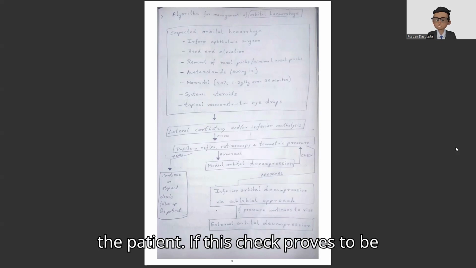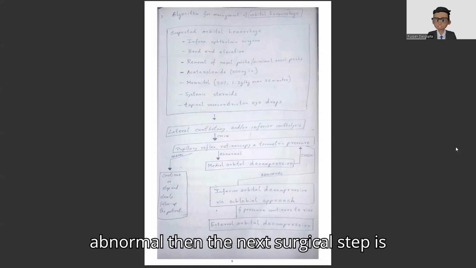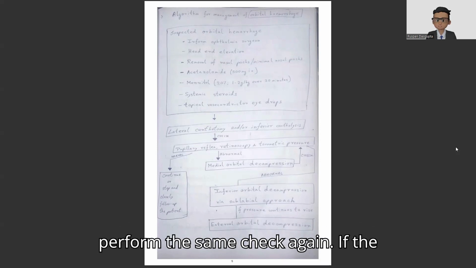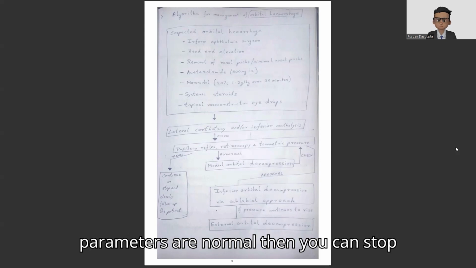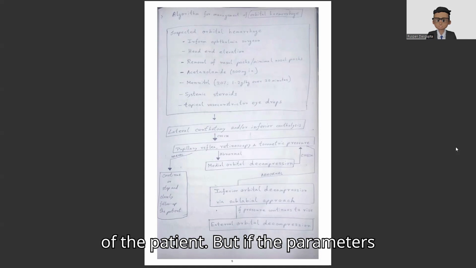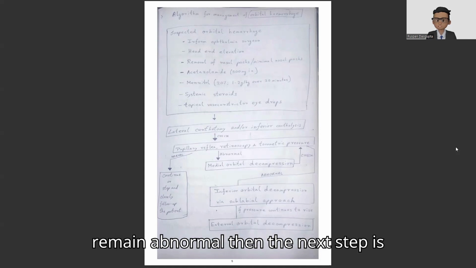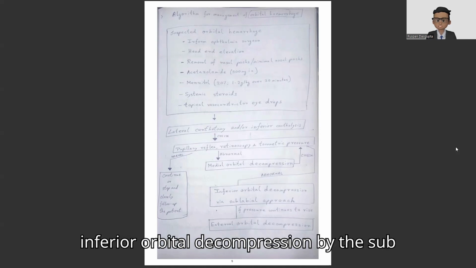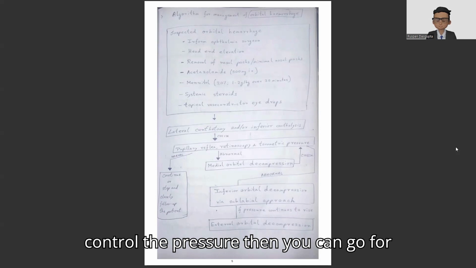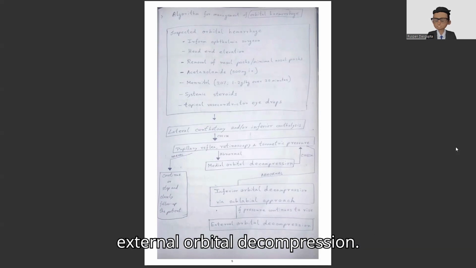If this check proves to be abnormal, then the next surgical step is medial orbital decompression. Then you perform the same check again. If the parameters are normal, then you can stop the treatment and go for close follow-up of the patient. But if the parameters remain abnormal, then the next step is inferior orbital decompression by the sublabial approach. And even if this fails to control the pressure, then you can go for external orbital decompression.